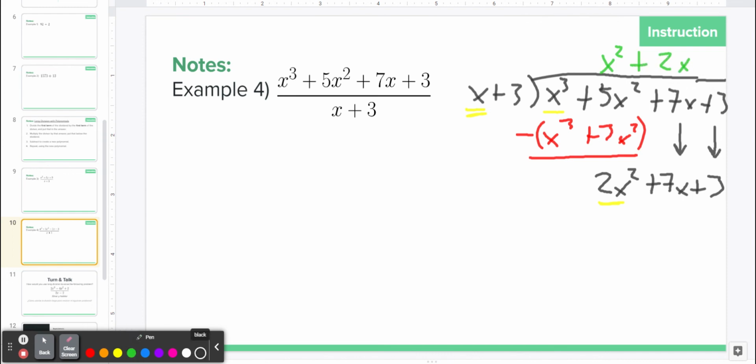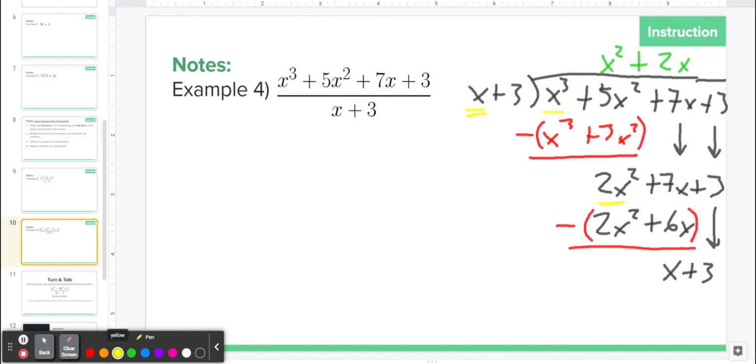We'll multiply to see how far that got us. We have 2x squared plus 6x. Oh, sorry. That should have been written in red here. 2x squared plus 6x, so I'll put some parentheses around there so we can show that we're subtracting it. Okay, and if I subtract 2x squared from 2x squared, we'll have 0. If I subtract 6x from 7x, we'll just be left with x. The 3 can be dragged down. We just have x plus 3 left.